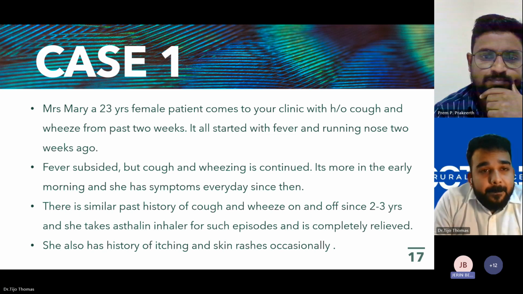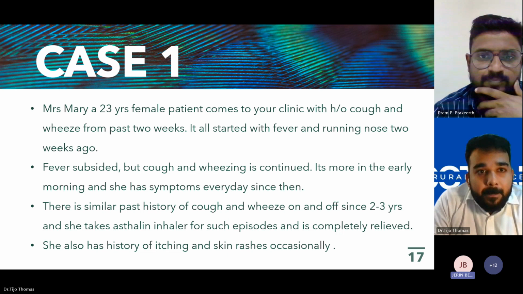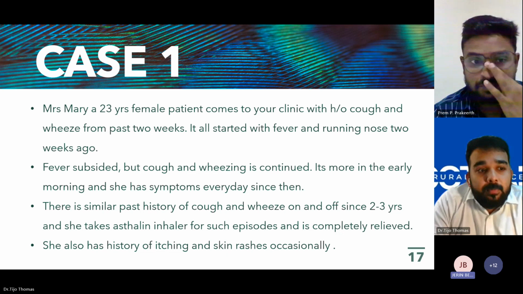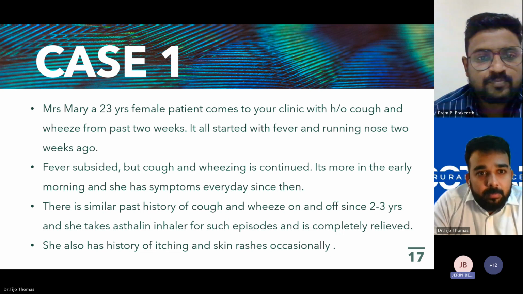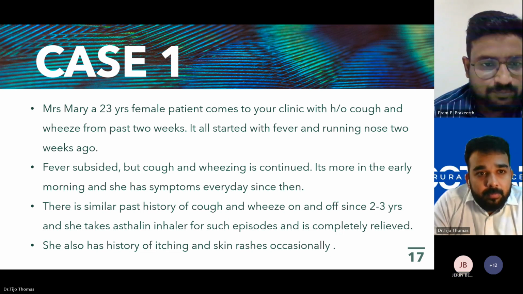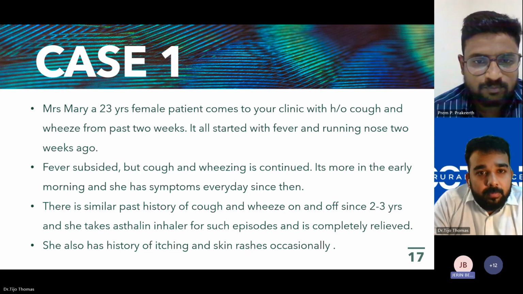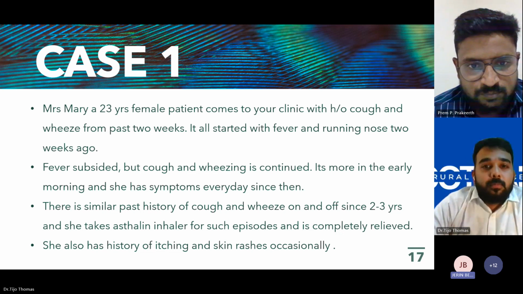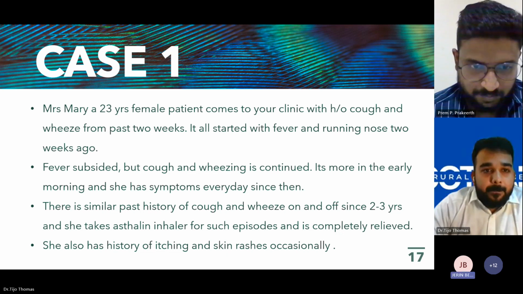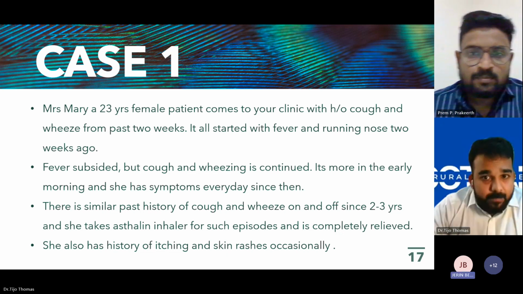Mrs. Mary, a 23-year-old female patient, comes to your clinic with history of cough and wheeze from the past 2 weeks. It all started with fever and running nose 2 weeks ago. Fever subsided, but cough and wheezing continued. It's more in the early morning and she has symptoms every day since then. There is similar past history of cough and wheeze on and off since 2 to 3 years. She takes a salbutamol inhaler for such episodes and is completely relieved. She also has history of itching and skin rashes occasionally.